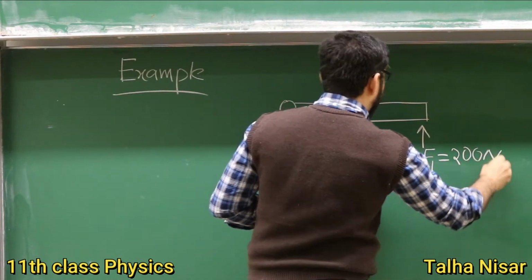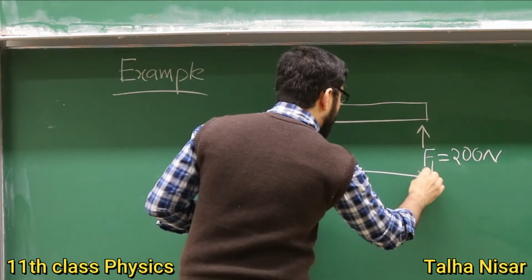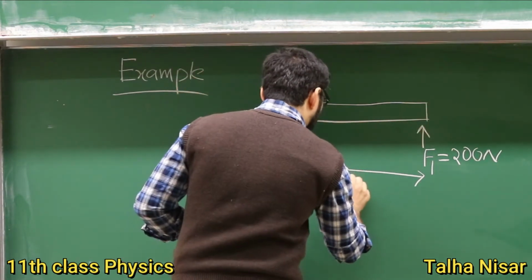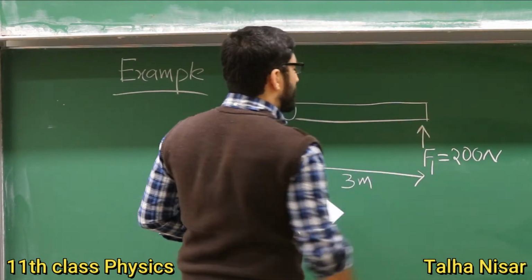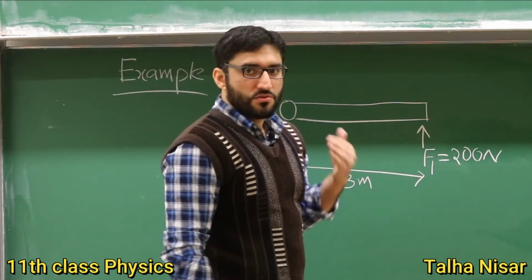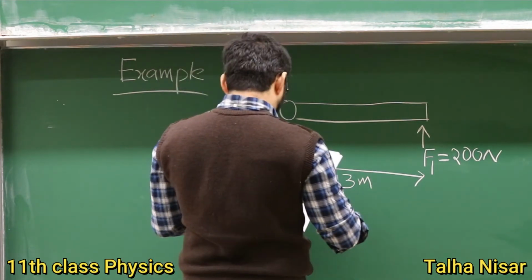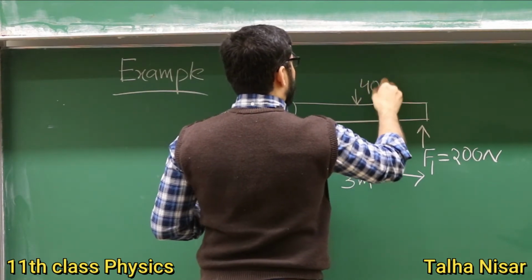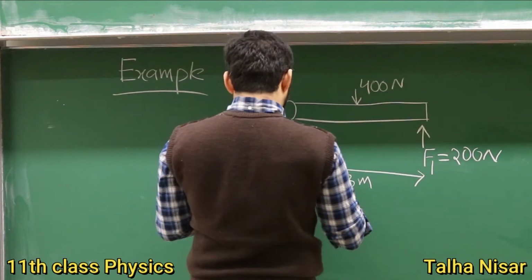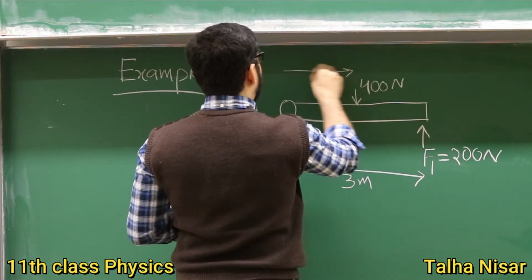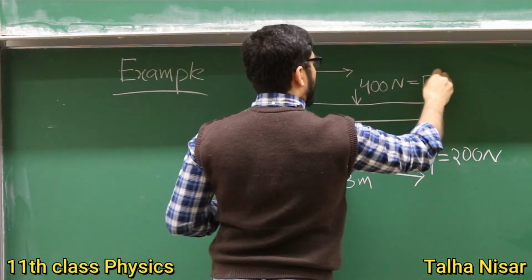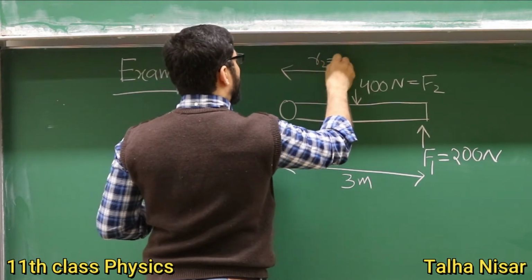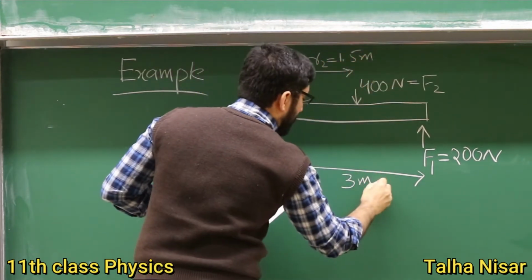which is 200 Newton, and the distance between the axis of rotation and the line of action of force, which is here the moment arm, is 3 meters, and we just consider for simplicity the angle 90. So the sine of 90 will be 1. And there is another force which is applied at the middle of this door, which is 400 Newton. This is the F2. And this distance is R2 equals 1.5 meters, and this is R1.